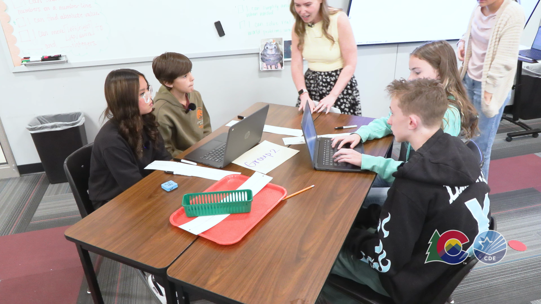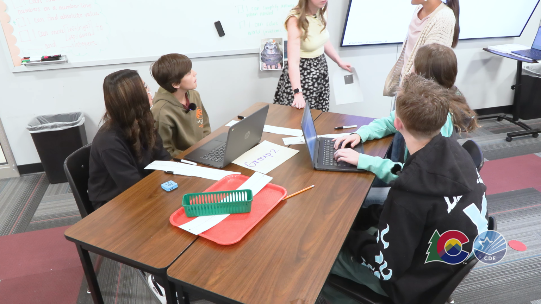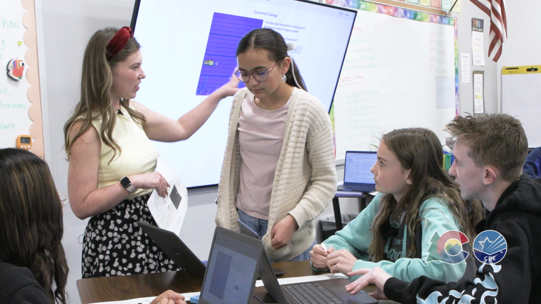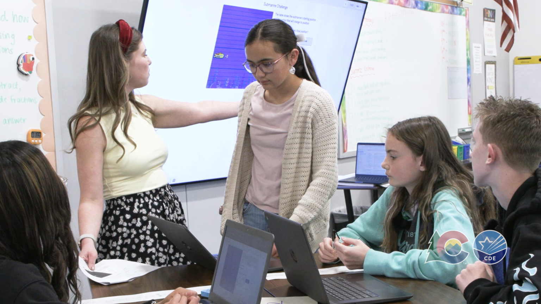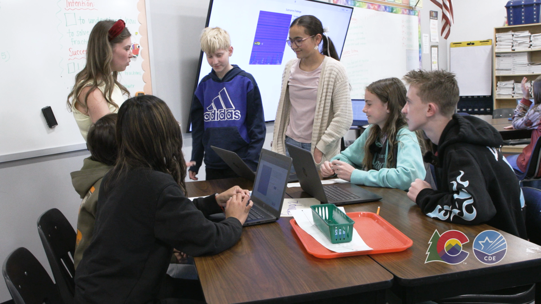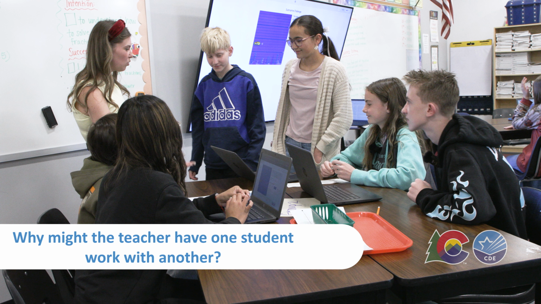Mrs. Hall walks up to the table of students with another student. I'm sending a spy to come help. So let's talk about what answer this table got versus what y'all got. Okay, Sawyer, I'm going to bring another spy over. Another student walks over to the teacher and the group. He stands in front of the table of students. Why might the teacher have one student work with another?